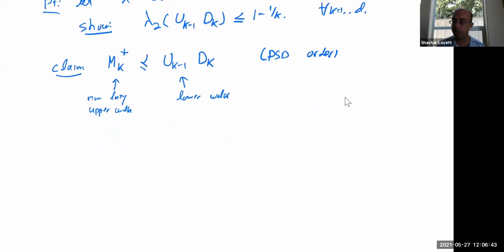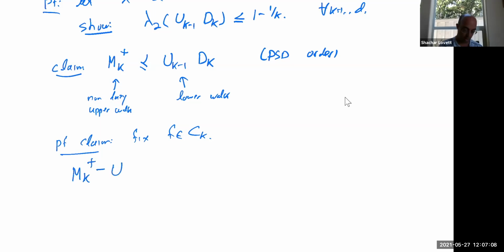Let's first prove this claim and then see what's useful to prove the theorem. So first, I can prove this claim, it follows very, very similarly to how we applied Garland's method before. So let's fix some function f in C_k, for this operator on the k level. And let's look at M_k plus minus U_{k-1} D_k, applied to f, f. We want to show this is going to be non-positive.